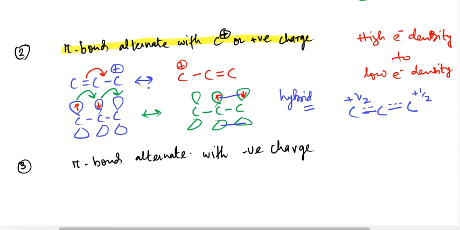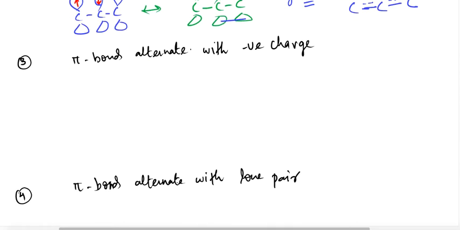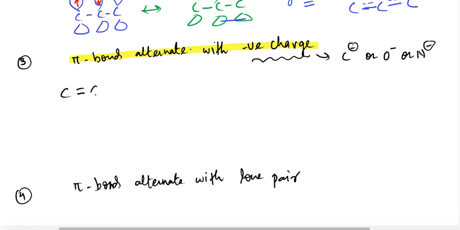Okay. Next type of conjugated system is pi bond alternate with negative charge. Mostly this negative charge could be carbanion or O minus or N minus. Generally you will come across these types of anion in organic chemistry, but it can happen with any negative charge. What happens in this, again I will take C double bond C and C negative carbanion. In carbanion, carbon will have one lone pair.